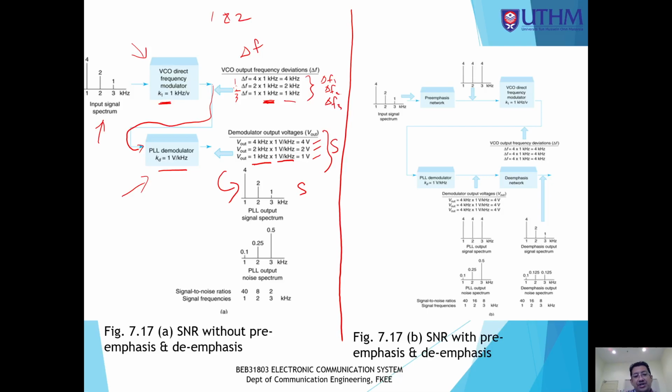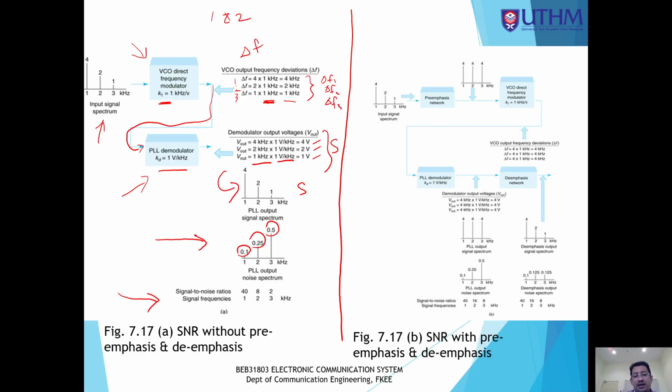If you see question number 2, you are given the noise level at each frequency. At 1 kilohertz, the noise level is 0.1 volt. At 2 kilohertz, the noise level is 0.25. And at 3 kilohertz, the noise level is 0.5. From here, we can calculate the SNR for question number 2.